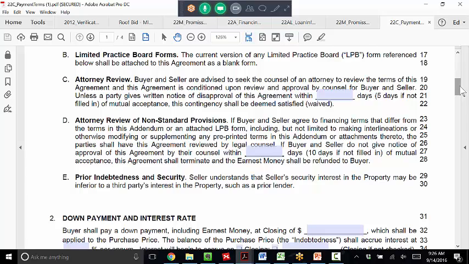If you have a seller that's thinking about carrying paper, they should consult an attorney. If you have a buyer that's looking to enter into an agreement where the seller carries the paper, they probably should as well.